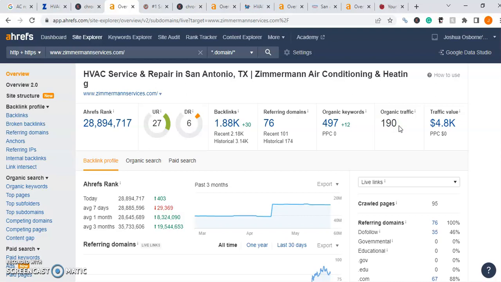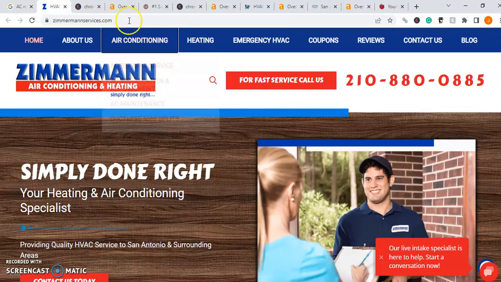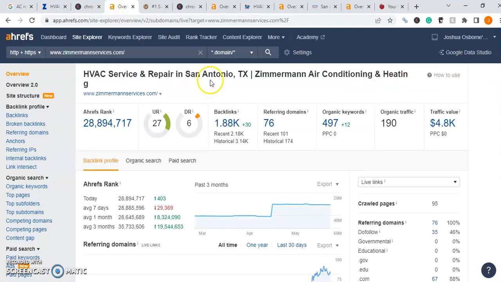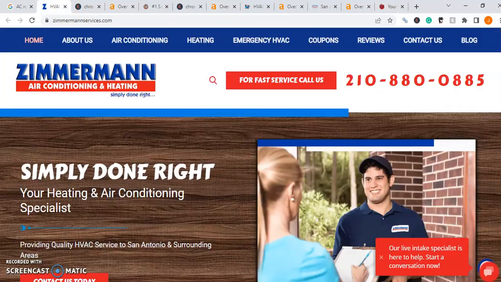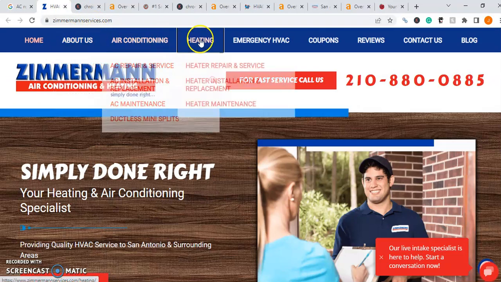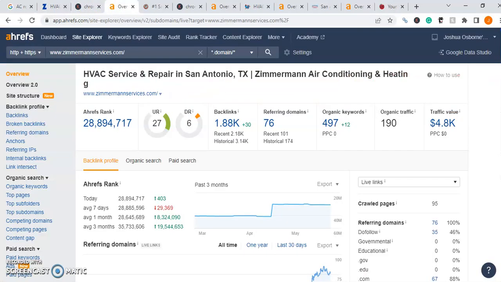But in order to do that, we have to understand, what do these metrics mean? So we have UR, which stands for URL rating. And that is the individual power given to a single page on a website. So in this case, we're just talking about the power your homepage generates from its external SEO. Whereas DR stands for domain rating. And that is the power that goes through your entire website. So not just your homepage anymore, but all these other pages like your air conditioning, your heating pages, all of those pages are summarized in DR.